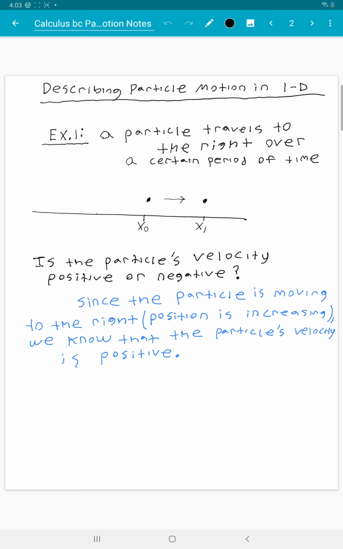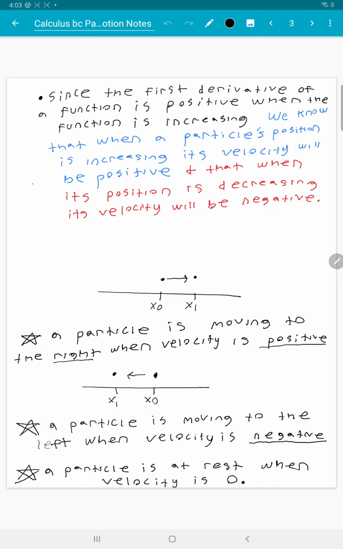So here, when the particle is moving to the right over this time period, meaning that its position is increasing, velocity must be positive. So we can make this statement here: since the first derivative of a function is positive when the function is increasing, we know that when a particle's position is increasing, its velocity will be positive. And similarly, we also know that when the particle's position is decreasing, its velocity will be negative.